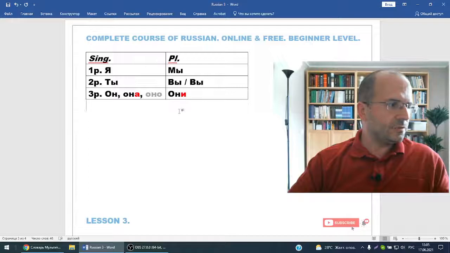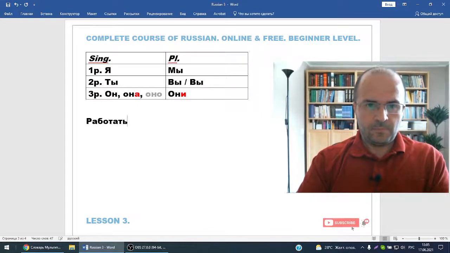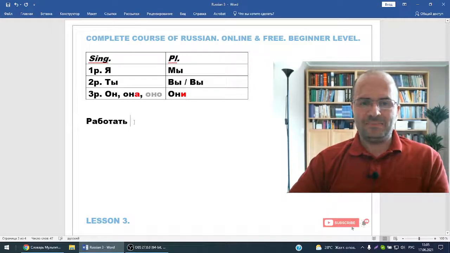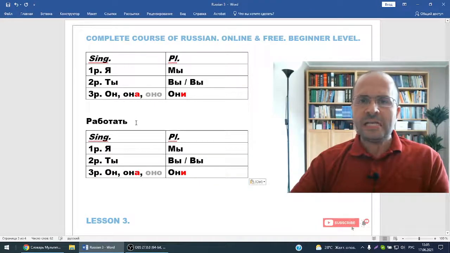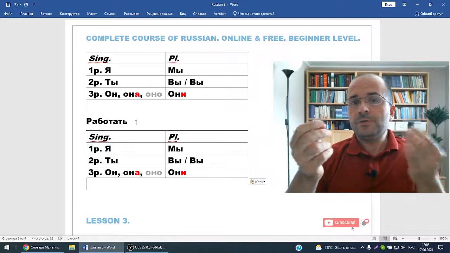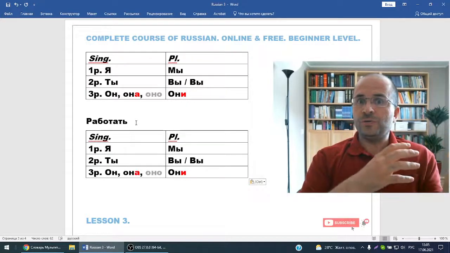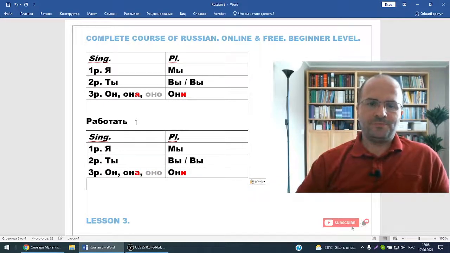Now, let's take our first verb, which will be, please read, работать. Работать means to work. Please write the translation. Okay? So, in Russian, we have to conjugate the verb. In English, you say, I work, you work, we work, you work, they work. You just add s in the third person singular. He or she or it works. In Russian, we have to change all the forms. Okay?